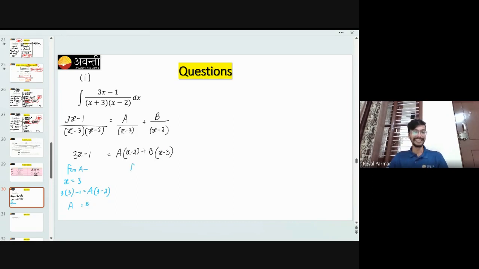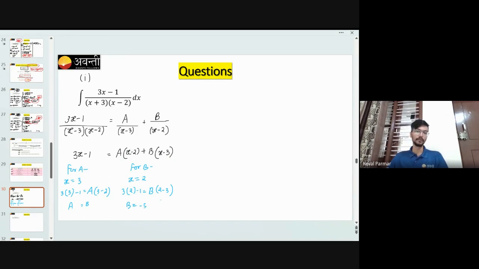And similarly, can you tell me for B? For B, what will I put x as? 2. Superb. x equals to 2. This will get cancelled. I hope you are getting it. So that means I will get 3 into 2 minus 1 equals to B into 2 minus 3. So I guess I will get B as 6 minus 1, 5, minus 5.